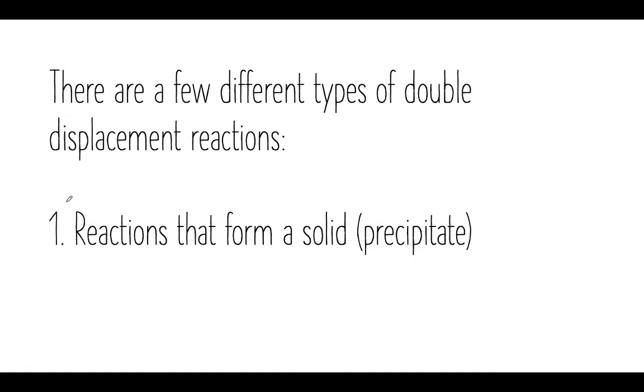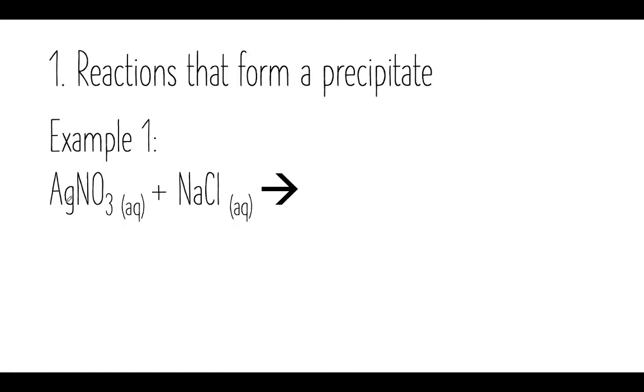In order for it to fall under this category, you should have two reactants, both that are aqueous. When they're reacting together, they should form one aqueous product as well as a solid product. That one solid product is the precipitate. Okay, so let's take a look at what this might look like. So here's our first example.